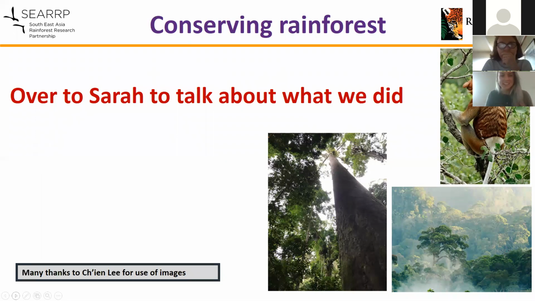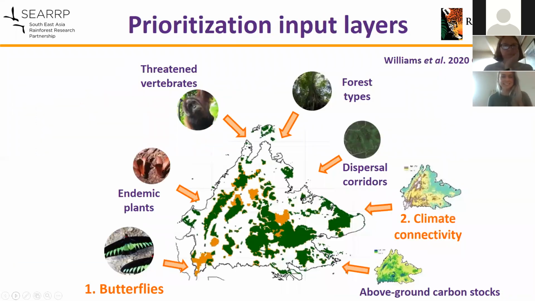Great, thank you, Jane, and hello everyone. Can I have the next slide, please, Alice? Thank you. Yep, so I'm going to be talking about the input layers that we were specifically involved with at York, which were the restricted range butterflies and also the climate connectivity layer. Next slide, please, Alice.